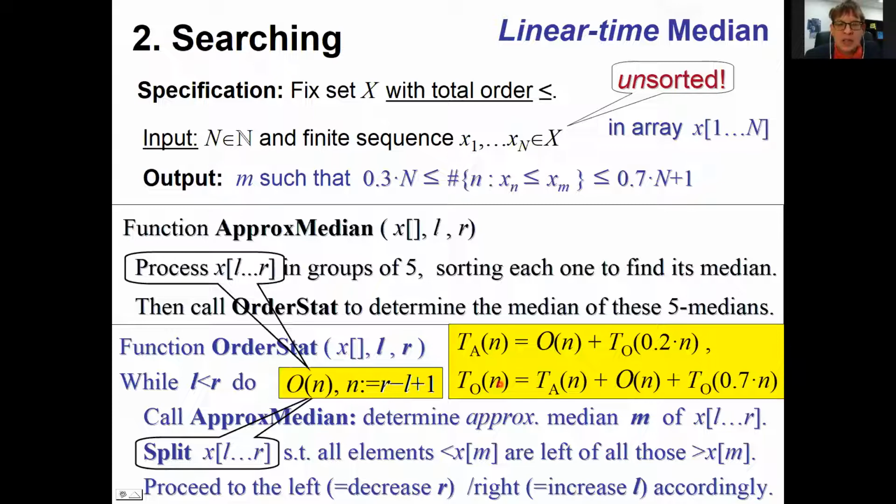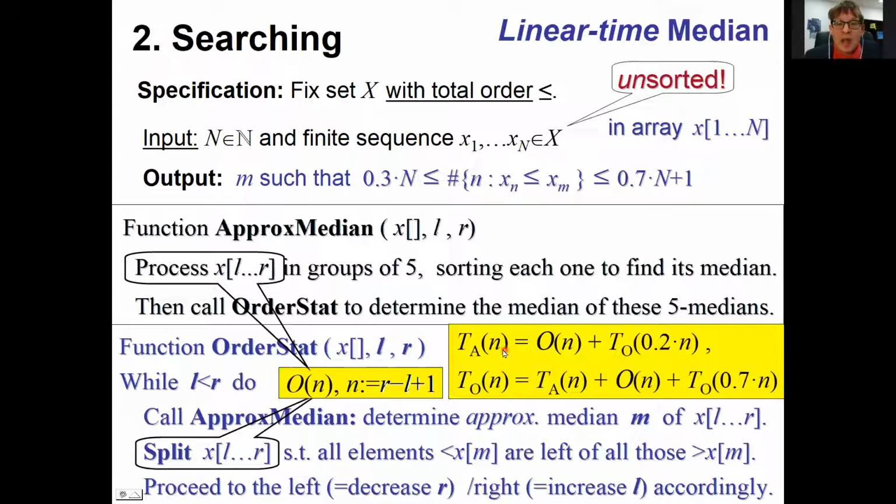That's our analysis, and that also shows why this loop terminates. This loop terminates because in each iteration of the loop, the length of the subarray r minus l plus 1 decreases at least by 30%. It is at most 70% of the previous size. So this loop gets executed at most a logarithmic number of times.